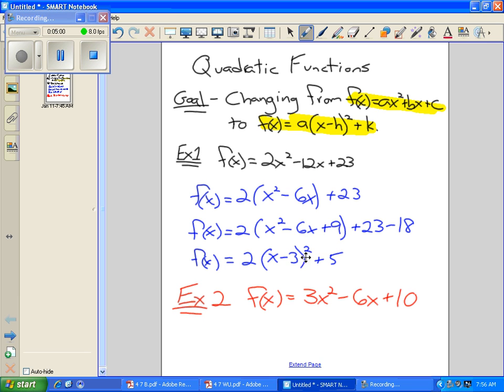Then factor what's inside there. That's what the x minus 3 squared is. And then combine your like terms on the end. That's how I got the plus 5. You do the same exact thing for this example here. Try that one on your own. Check with me in class. See if you got it right.